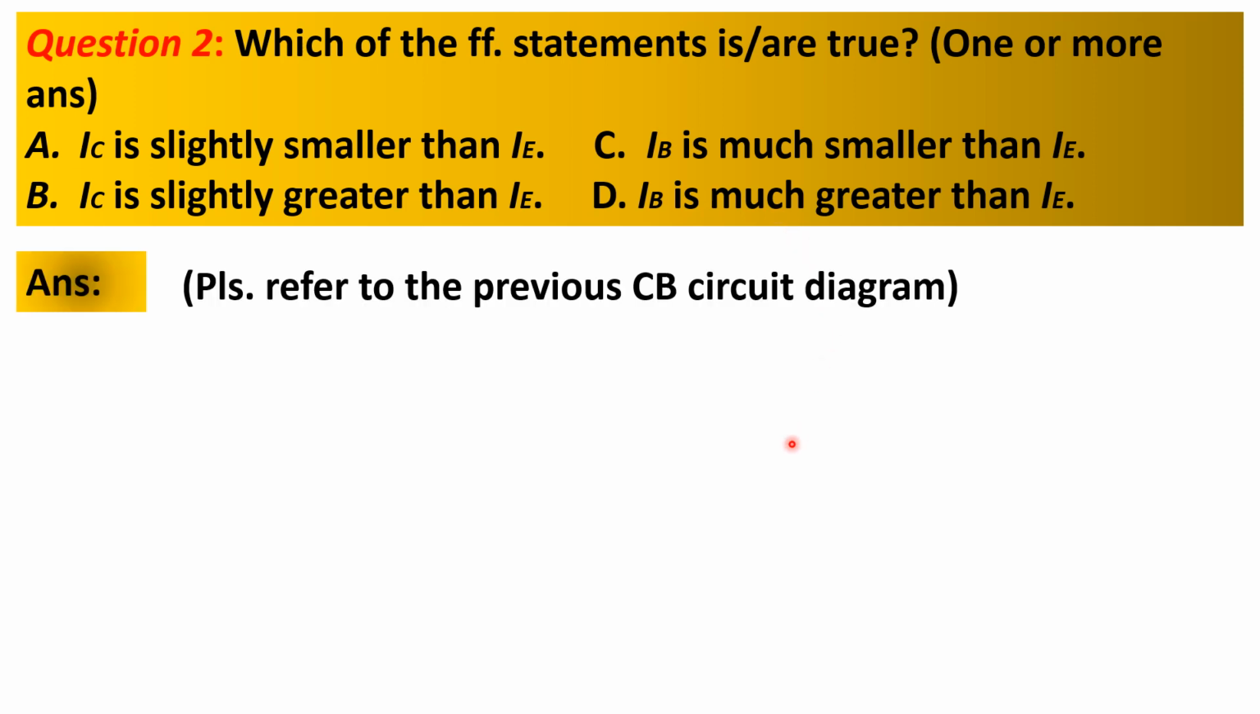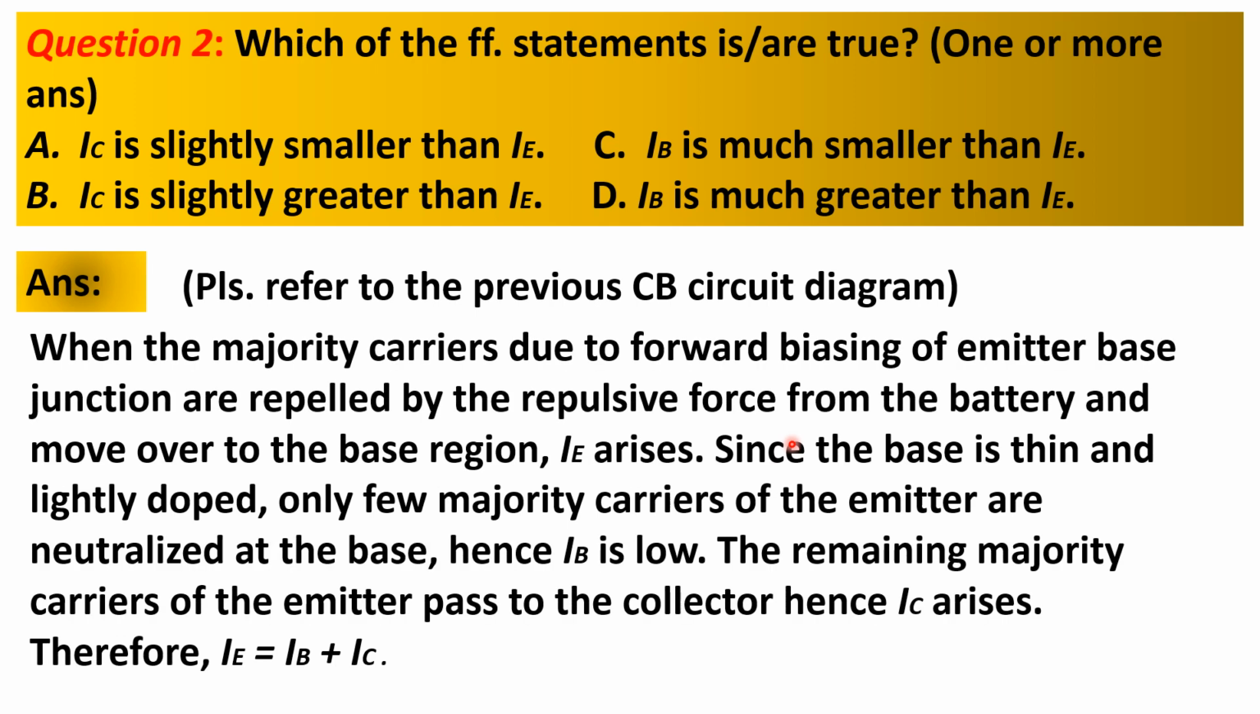Right. So our answer, we first say that when the majority carriers due to forward biasing of the emitter-base junction are repelled by the repulsive force from the battery and move over to the base region, an emitter current IE arises. Okay, since the base is thin and lightly doped, only few majority carriers of the emitter are neutralized at the base, hence base current is low.